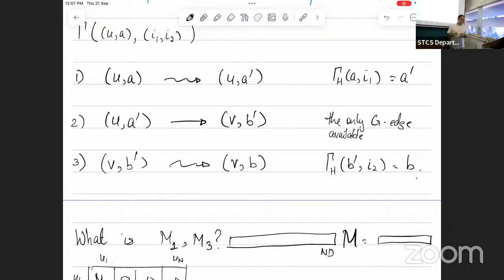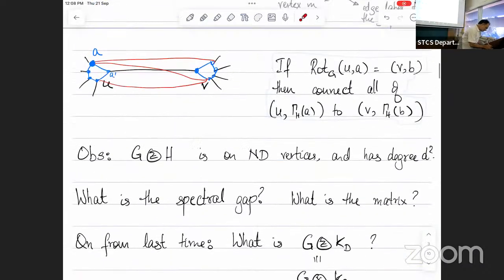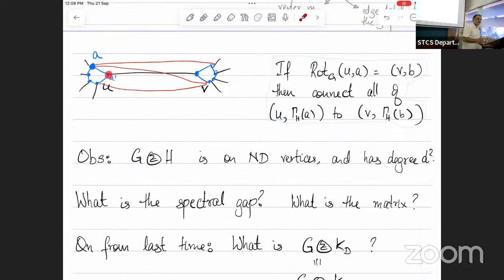In step 2 here, why did it say the only edge dictated by G? Here, what I mean is that once I'm at this vertex, I started from (U, A). I took a random neighbor, and I've gone to A prime. Now there is an A primeth edge out of the cloud U, dictated by G. The A prime labels a certain edge going out of the vertex U. That's the only edge I have to take, and it lands up in some other cloud. Picture the black colored edge.